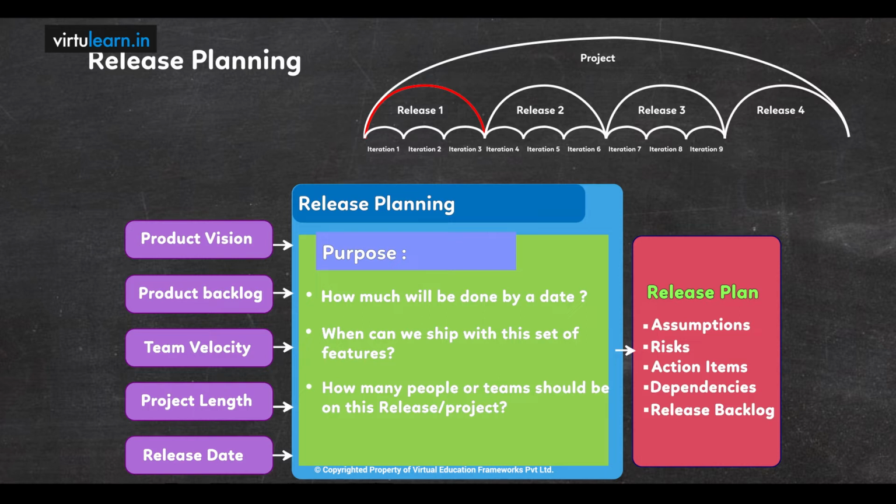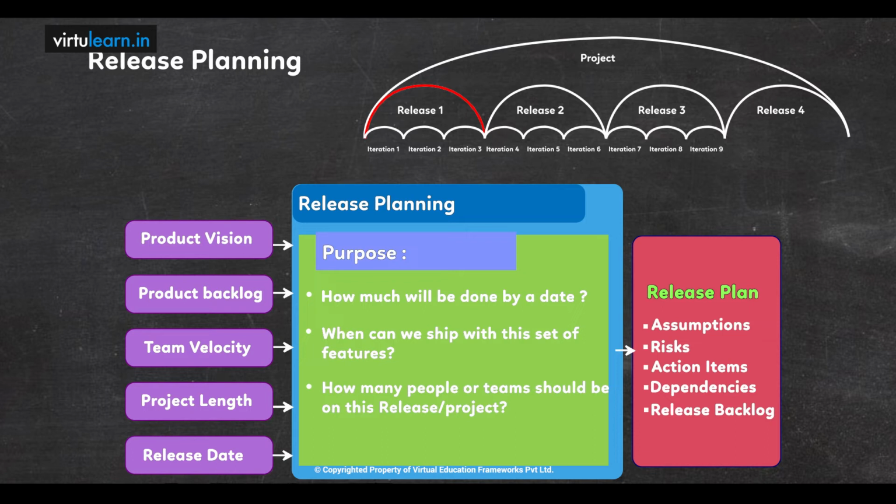What goes in as input for the release planning? The overall product vision, product backlog, how long the project is, project length, and the release date. Product vision is an input because we need to understand how the release is going to be part of the overall vision of the product. Product backlog is nothing but the prioritized list of features for this release we are referring to.